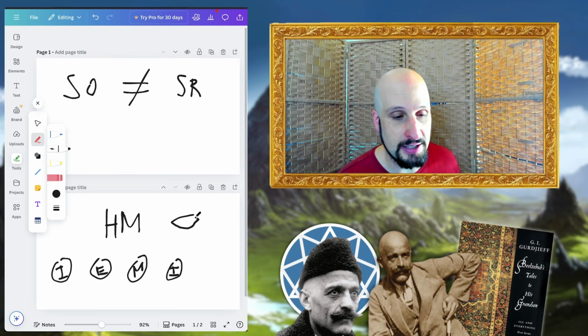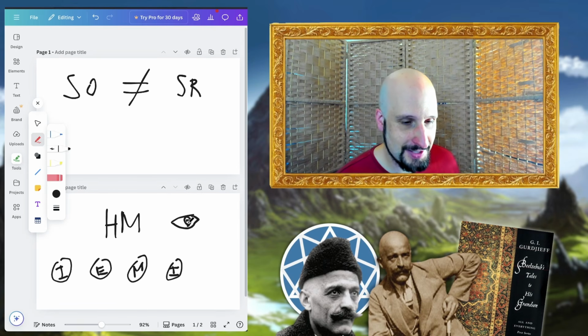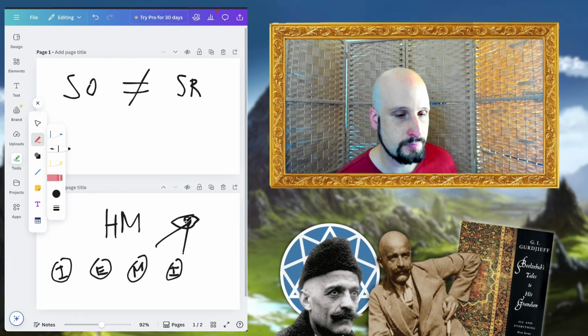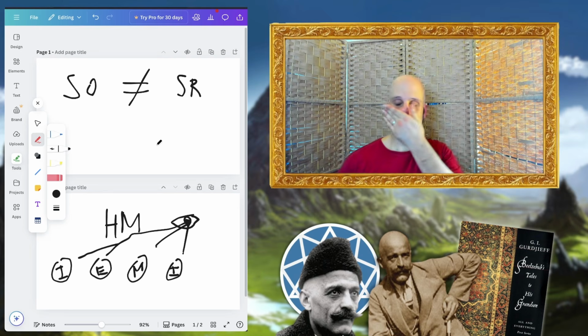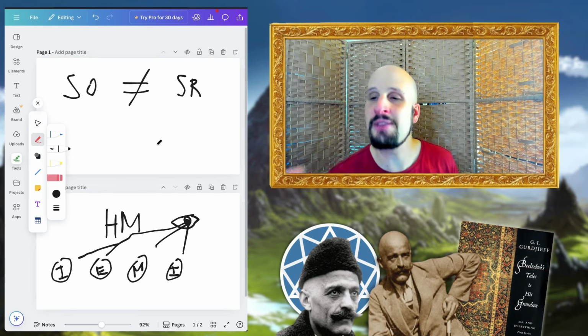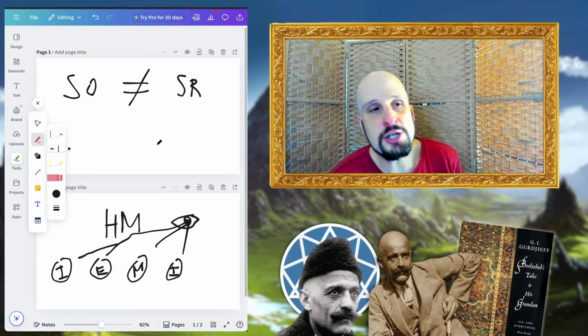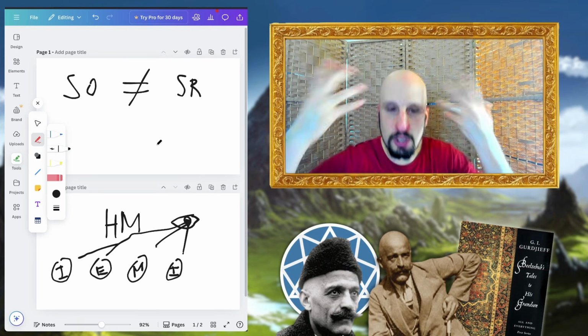I'm going to draw an eye here. I'm such a good artist with this. Self-observation is you got this eye, and the eye is looking down. The eye is observing. The eye is observing the human machine. This is what self-observation is doing, and this is what it renders. Self-observation renders knowledge of the human machine.